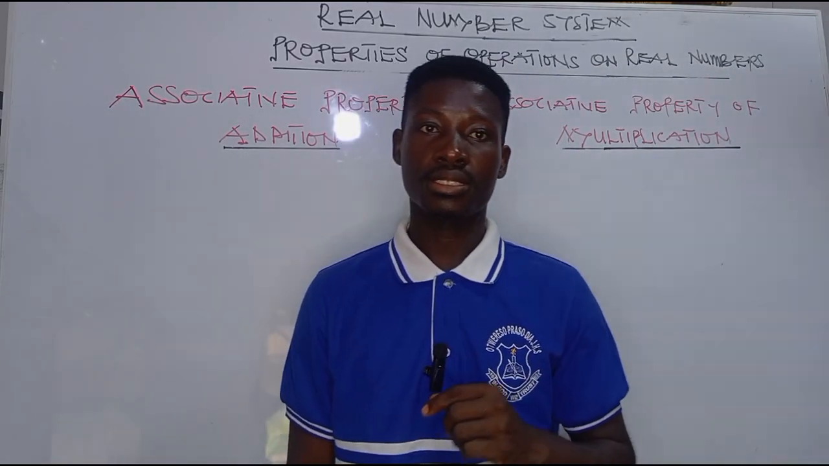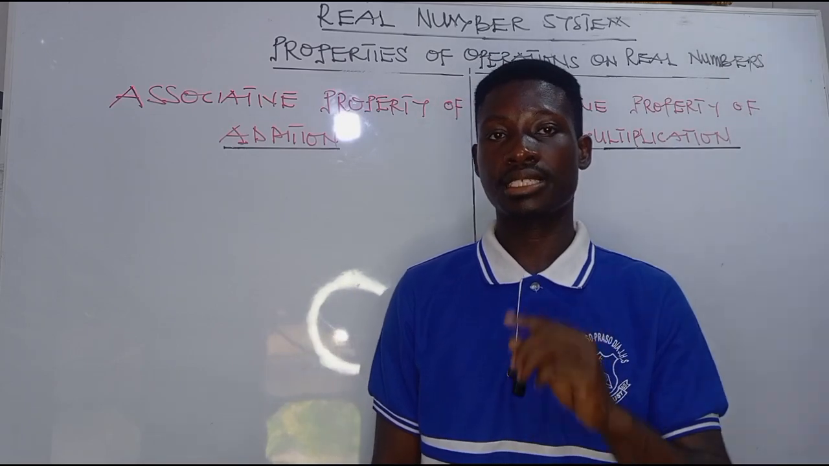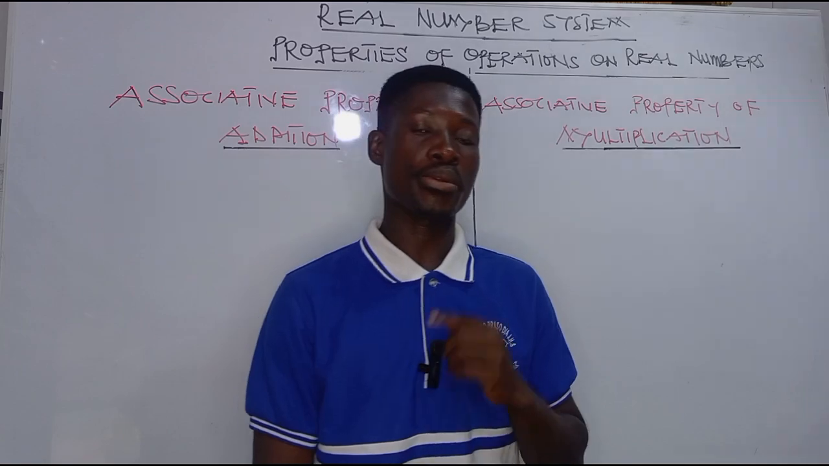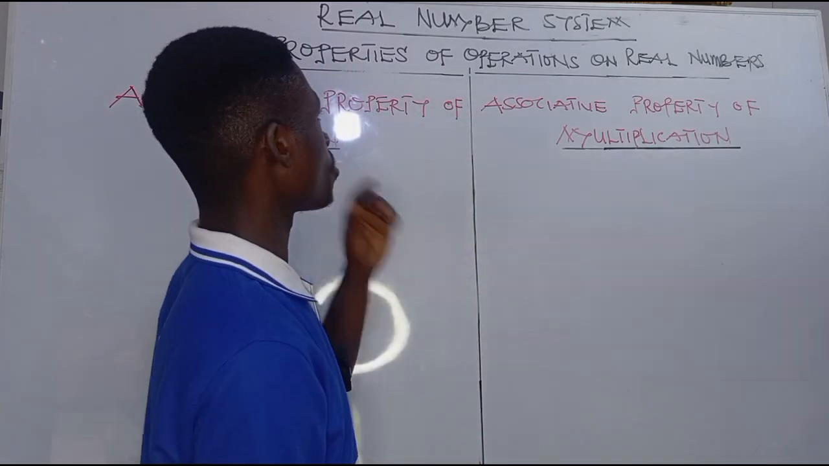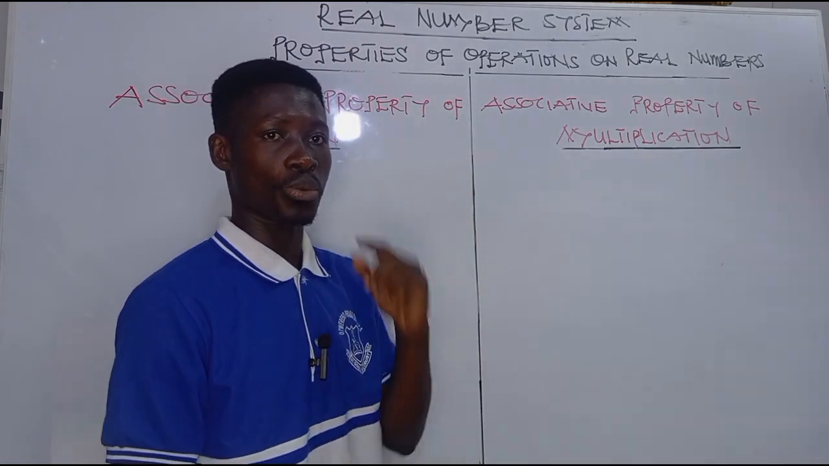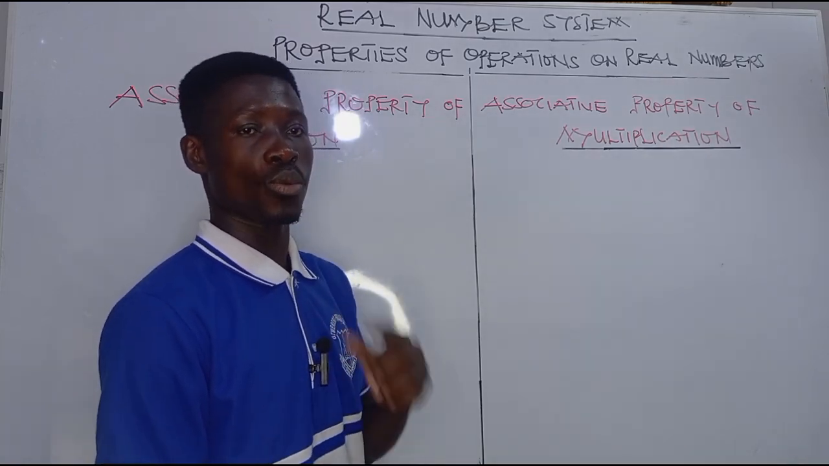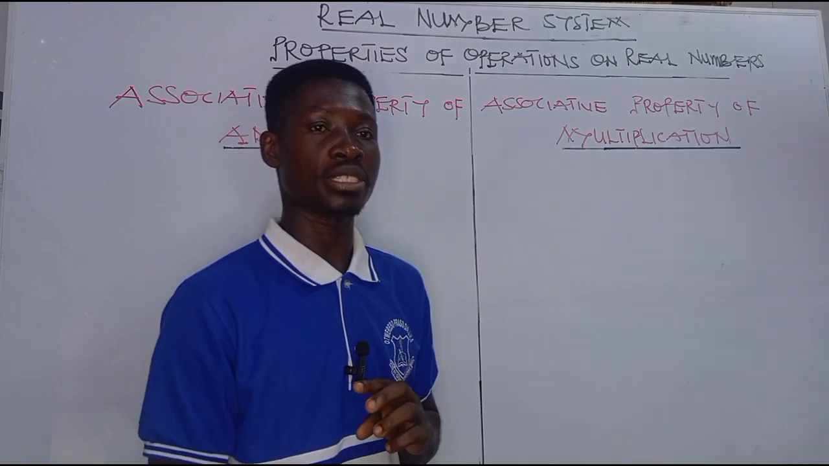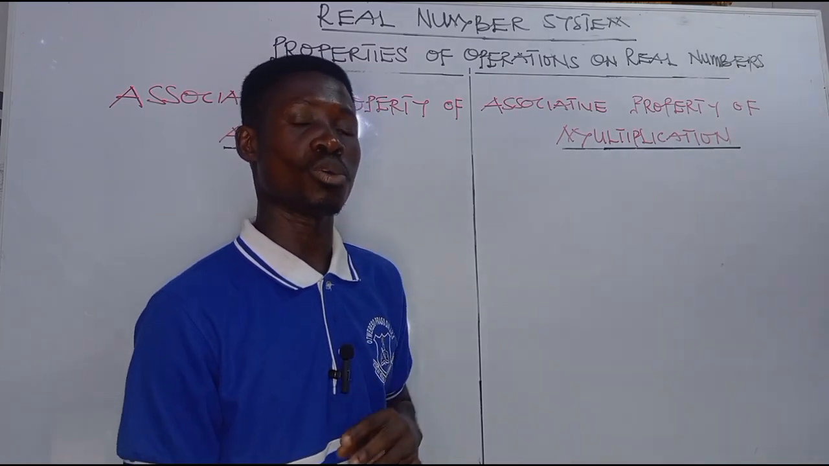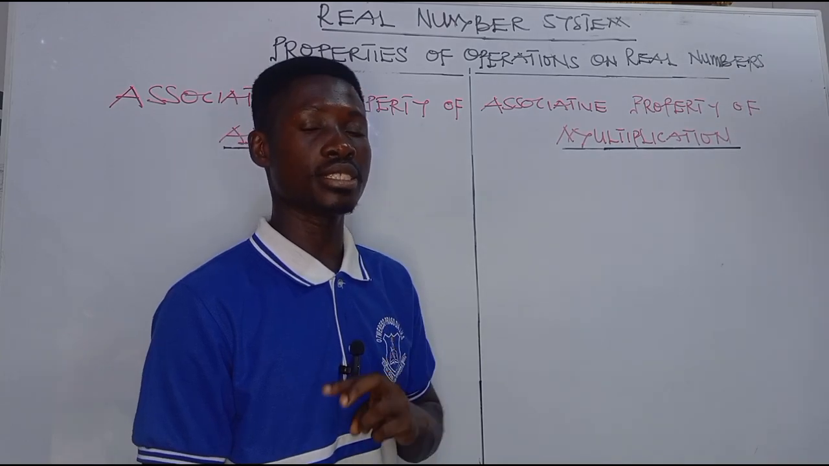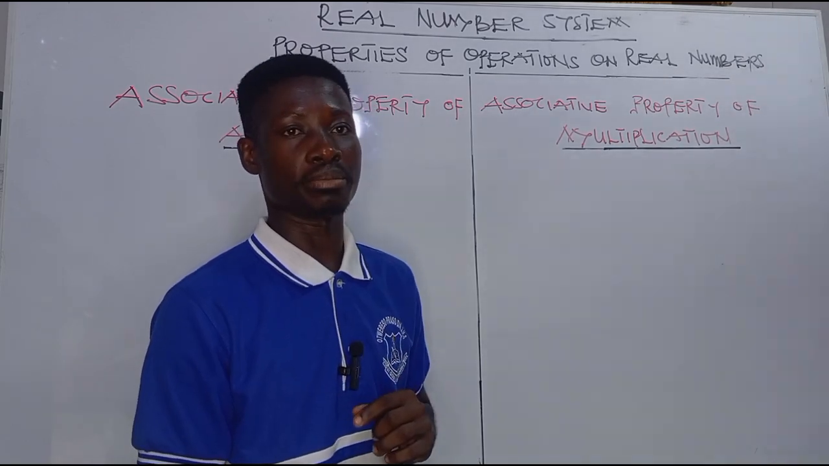In this lesson, we shall be moving on to the next property of operation. Remember, we are still on the real number system and we are on properties of operation on real numbers. In our previous lesson, we learned about the commutative property of addition and then the commutative property of multiplication. I believe you can state them and explain them.